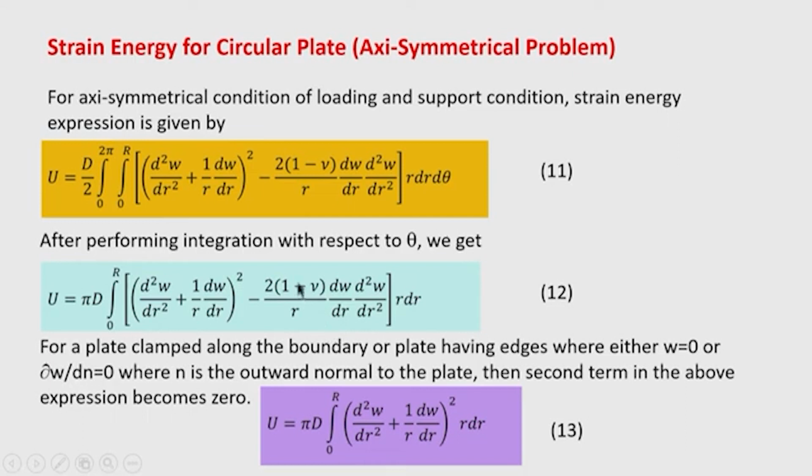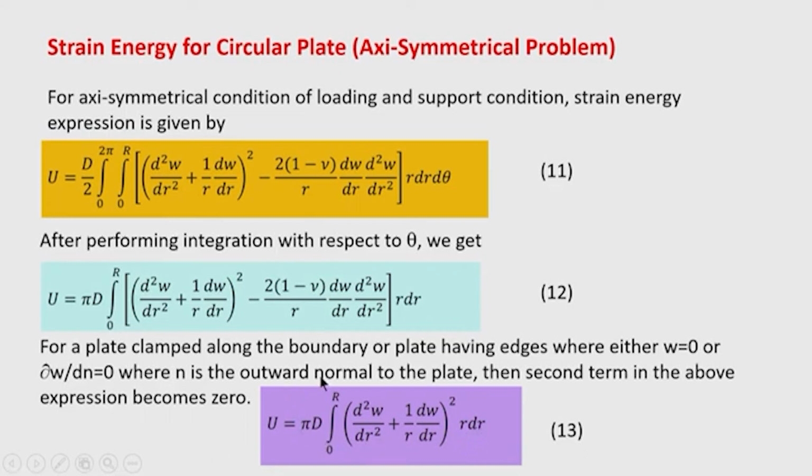Again, this simplification is possible when the boundary of the plate has either w equal to 0 or dw by dn equal to 0, where n is the outward normal to the plate. Then the second term in the above expression vanishes. So, therefore, in case of a plate which has a supported boundary, we can write the strain energy expression for the plate as pi D, 0 to R, d square w dr square plus 1 by r dw by dr, whole square, r dr.